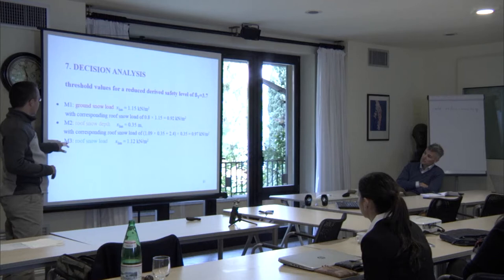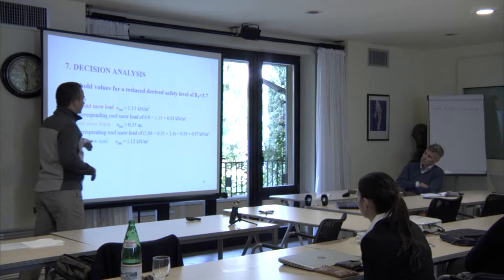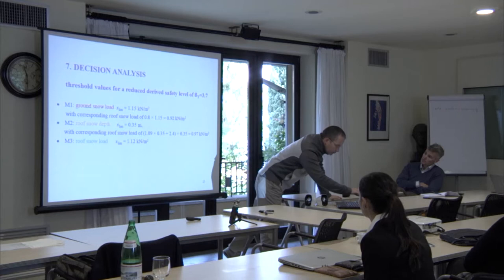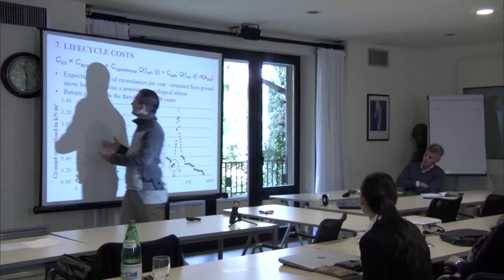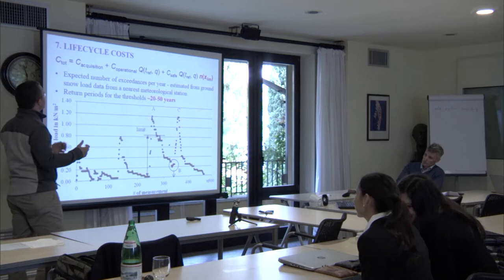So this is obviously not the best alternative. In the last alternative, we have a very limited uncertainty because of the measurements, since we measure snow water equivalence on the roof, but it's naturally more expensive. So then, the last step of the analysis is, let's say, total cost optimization or decision making.